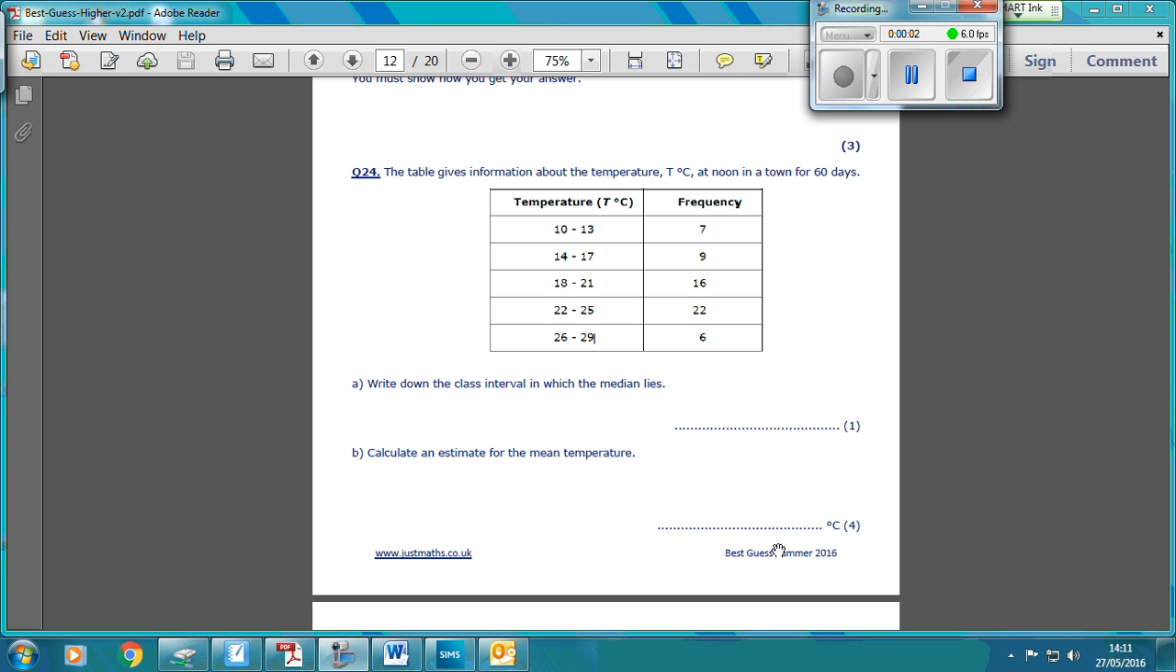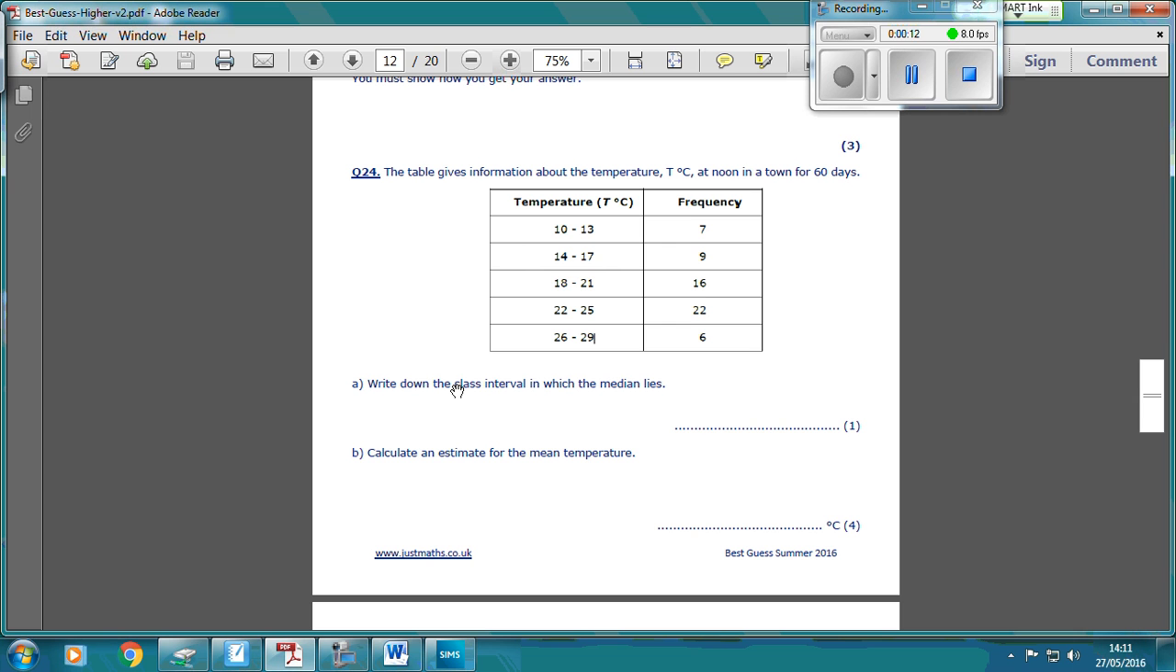Okay, so now we've got the second half of the GCSE video for the higher paper. This one we've got to find out the class interval, which is either going to be this one or this one or this one, so on and so forth, where the median lies. Now we've got 60 days. So if we take the median of that, we could add 1 divided by 2, or we could just simply divide it by 2.